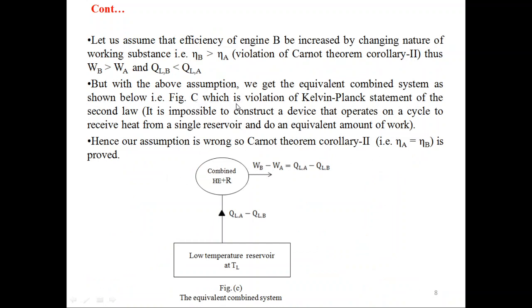figure C, which is a violation of the Kelvin Planck statement of the second law, it is impossible to construct a device that operates on a cycle to receive heat from a single reservoir and do an equivalent amount of work. So it is receiving heat from a single reservoir at temperature TL and doing an equivalent amount of work QLA minus QLB, which is the violation of the Kelvin Planck statement. Hence our assumption is wrong. So Carnot theorem corollary second, that is, the efficiency of A is equal to the efficiency of B, is proved.